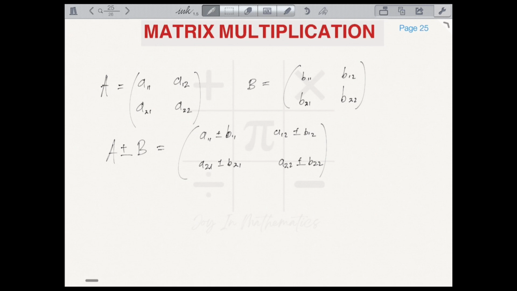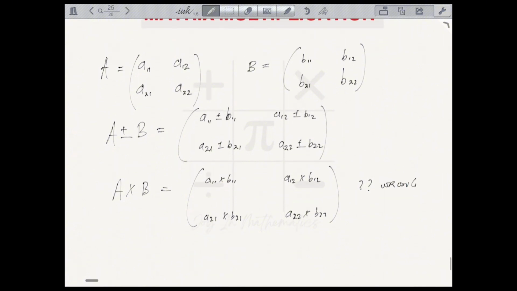Now, when we have A multiplied by B, should we say that it is A11 multiplied by B11, A12 multiplied by B12, A21 multiplied by B21, and A22 multiplied by B22? However, this is wrong, because matrix multiplication follows the order that we multiply the row by the column.